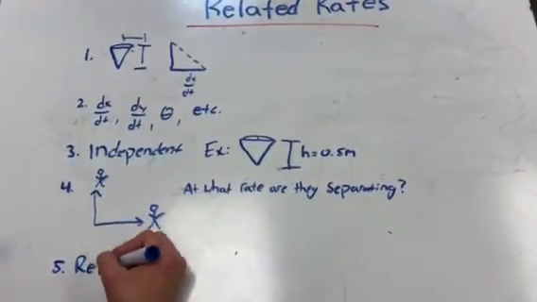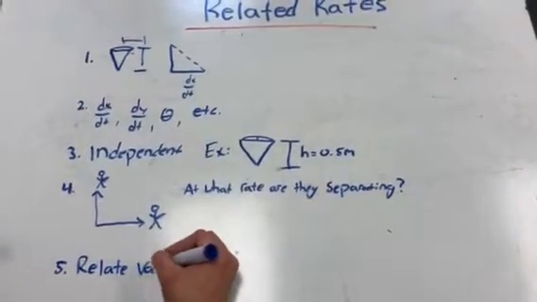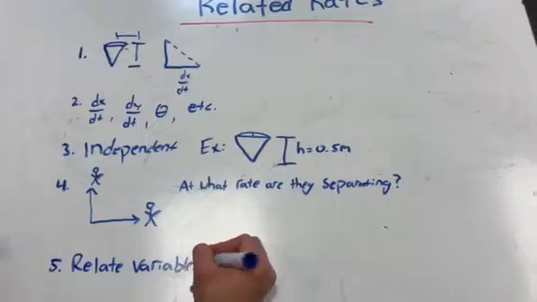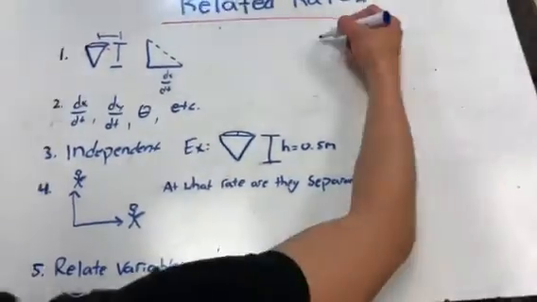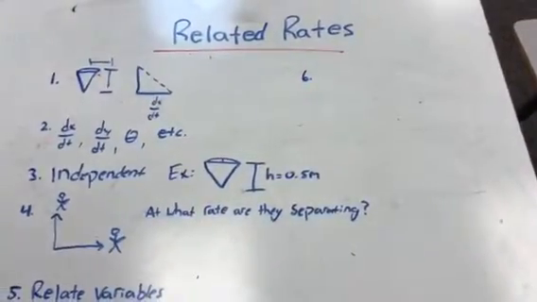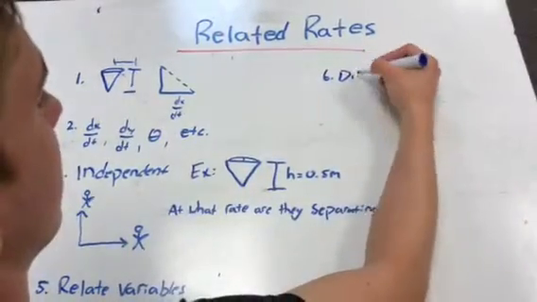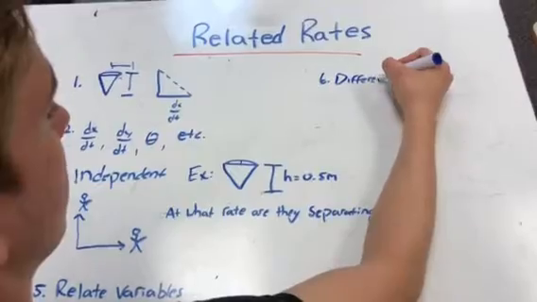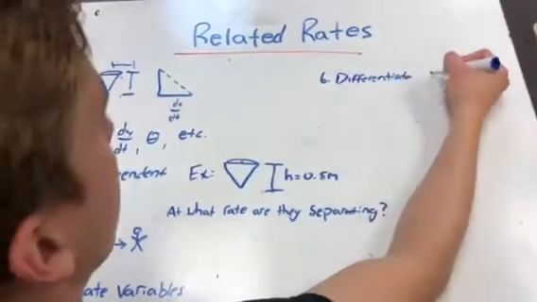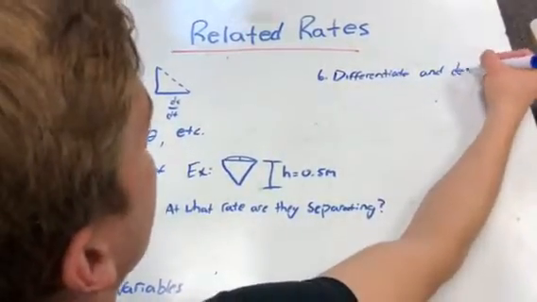Number 5. Next, you must form an equation to relate the variables to one another. Next, number 6. When an equation is made relating the variables, differentiate the equation and plug in the independent variables you identified earlier. After this, you can solve for the unknown variable.